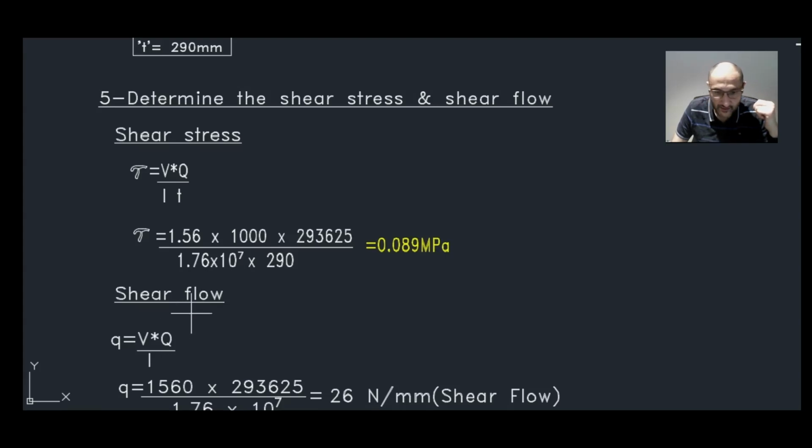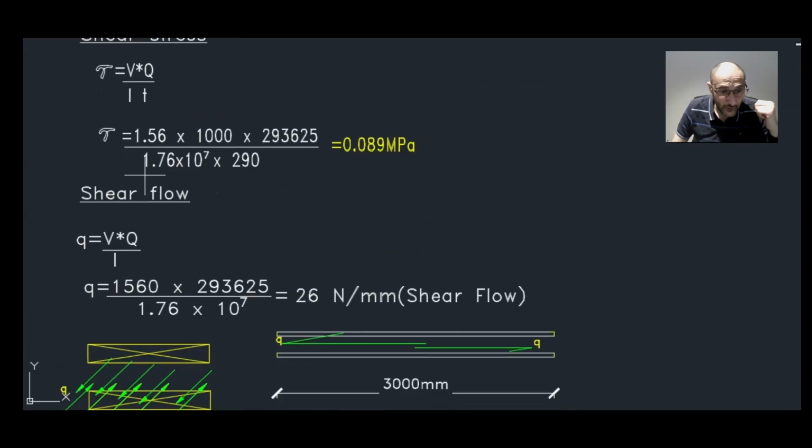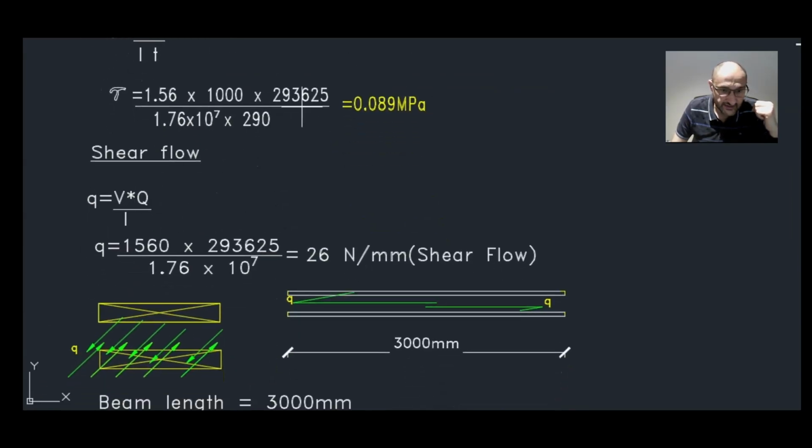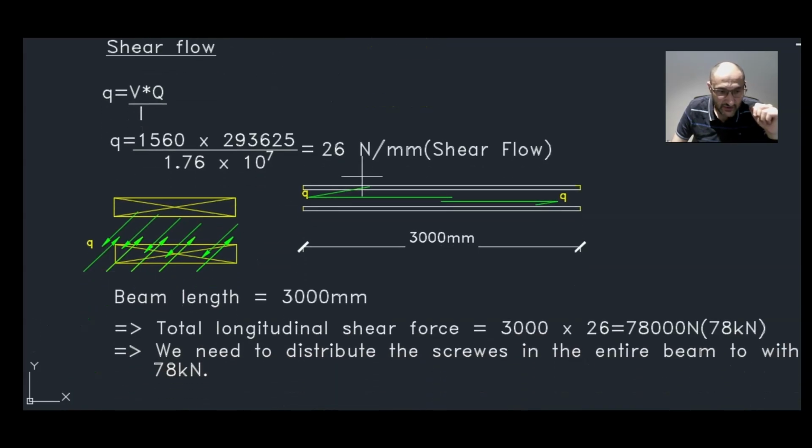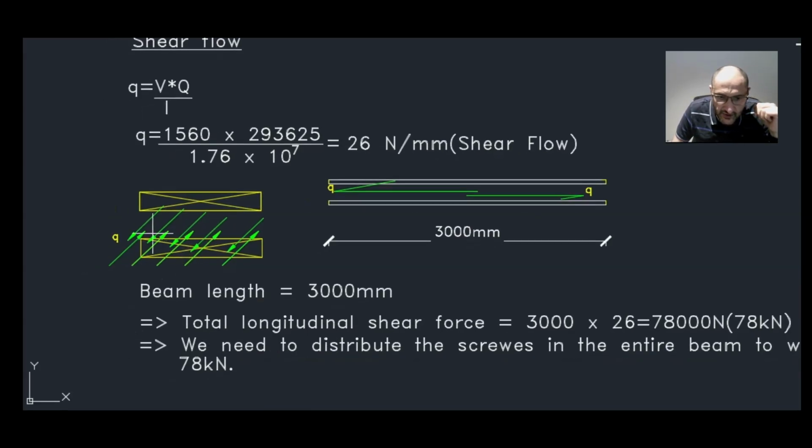0.089 ampere. The shear flow, we multiply the shear stress by the width, by 290, therefore, which is equal to VQ over I, and that will give us 26 Newton per millimeter, okay? So this is how much shear flow is traveling throughout the entire beam, 26 Newton per millimeter. And I've done an elevation here showing that the direction of the shear stress is going longitudinal into the page in this section here.